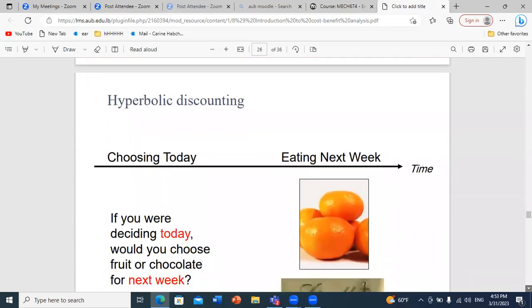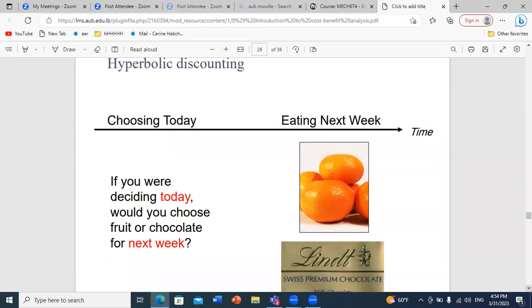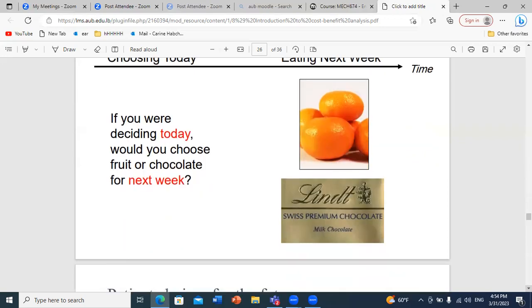Now, a widely used method to consider discount rate values is the hyperbolic discounting. To give an example of this, we know that the preference of people can change with time. So for example, if you are asked today to decide what you would choose, fruit or chocolate for next week? Maybe today you will say, I need to eat chocolate because I like chocolate. But if you want to decide from now to one week what you will eat, you say, no, I will eat fruit because it's more healthy. So the preference of people will be affected a lot by time.